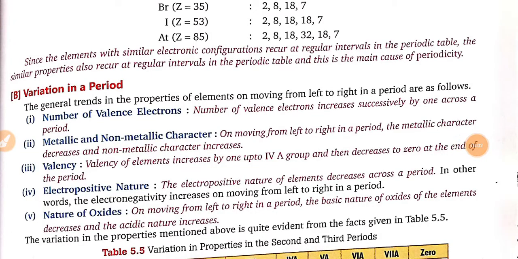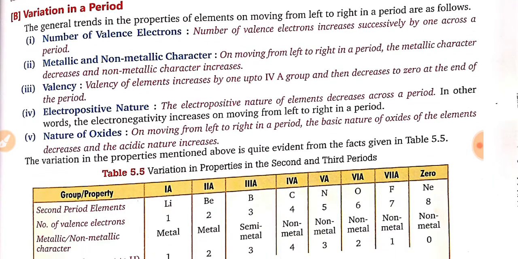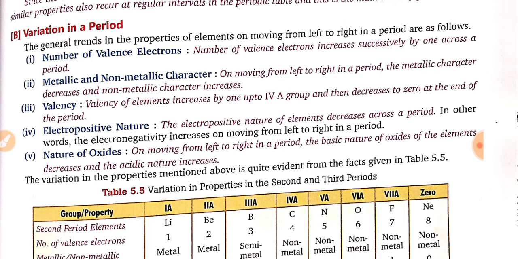Dear students, last week we started a discussion about the new modern periodic table, in which we are discussing different characteristics of a periodic table which is nowadays acceptable. So in this lesson we start some other characteristics which are important for your examination perspective. So, variation in a period.